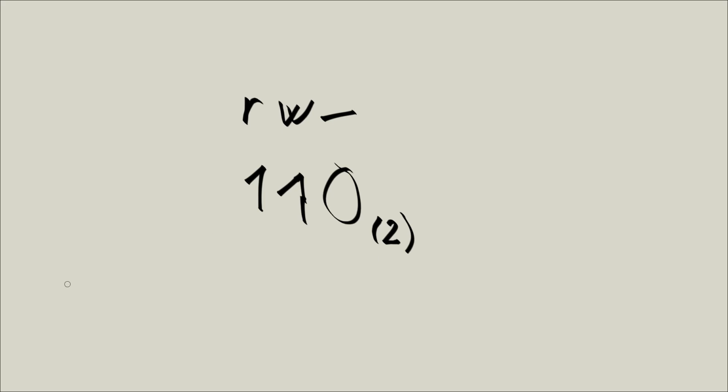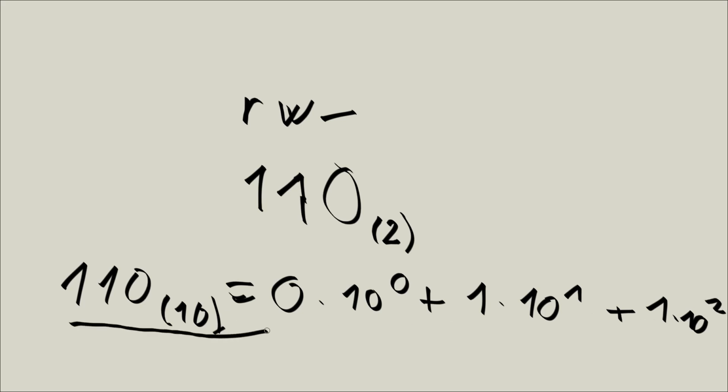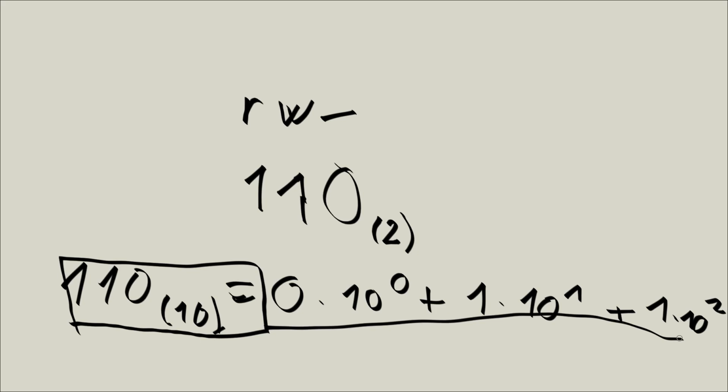Okay, so 110 in decimal would be equal to 0 times 10 to the power of 0 plus 1 times 10 to the power of 1 plus 1 times 10 to the power of 2. Okay, so this would be 110. Okay, 110 would be equal to this thing right here. And the same logic applies to binary numbers.